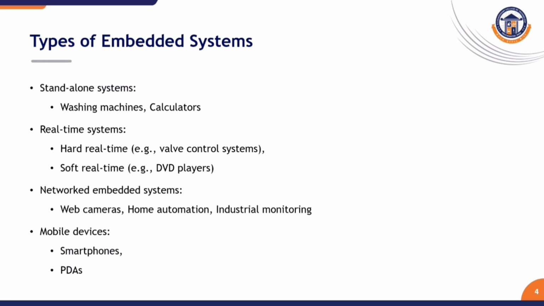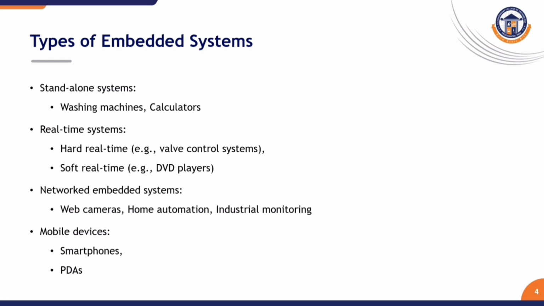The real-time embedded systems are further classified into hard real-time systems and soft real-time systems. The hard real-time systems, which means missing a deadline may cause failures. Examples: valve control systems. On the other hand, in the soft real-time systems, a minor delay is acceptable. Examples are DVD players.